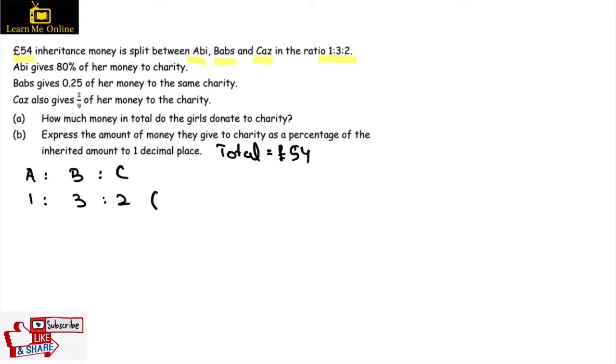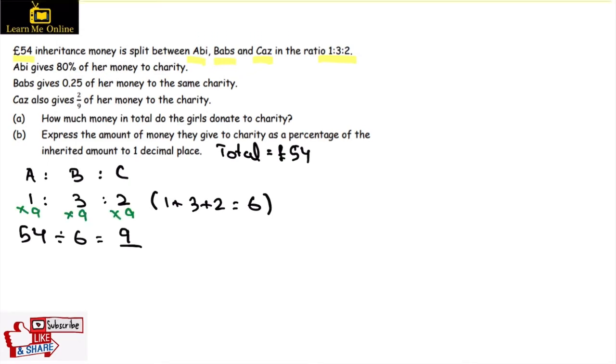Now we're going to split this £54 in the ratio of 1, 3 and 2 between 3 different people. We find the total parts, which is 1 plus 3 plus 2, which gives us 6. Then to find how much each part is worth, we do 54 divided by 6, and each part would be 9. To find the amount for A, B and C, we're going to multiply each of them by 9.